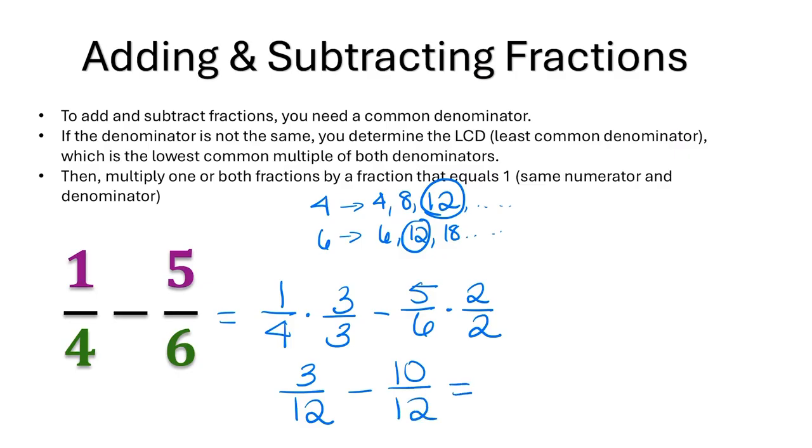So now when I subtract these, I do 3 minus 10, which gives me negative 7. So I have negative 7 over 12, which is now my final answer.